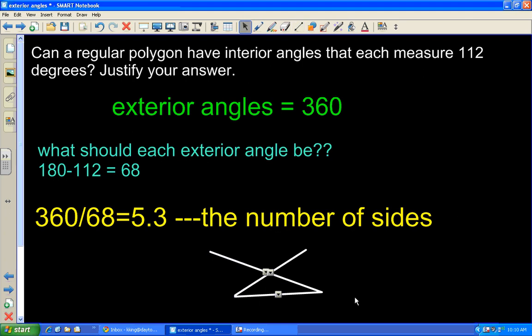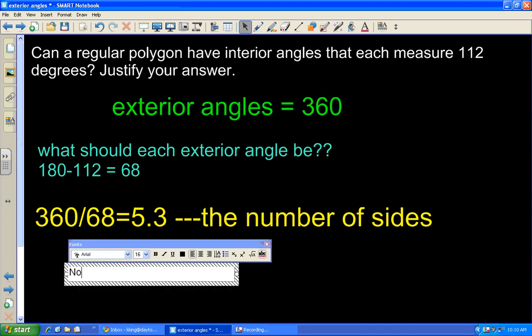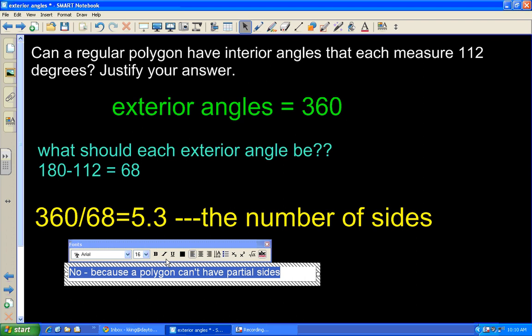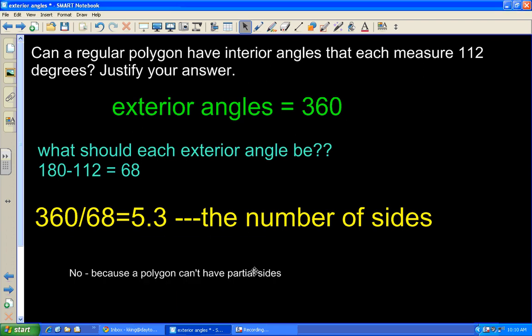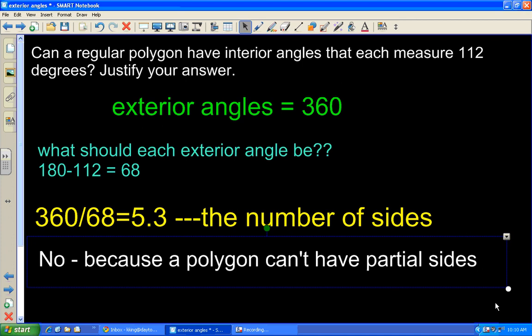So my answer to this problem is no, and the reason is because a polygon can't have partial sides. And that's what that decimal says. That 5.3 says that if each exterior angle is 68 degrees, then we'd have 5.3 sides. And that just does not make any sense. Okay? So this one's kind of weird. There's no good pattern to this, if you will. It's just how we had to think through it. This is very much a thinking kind of question.